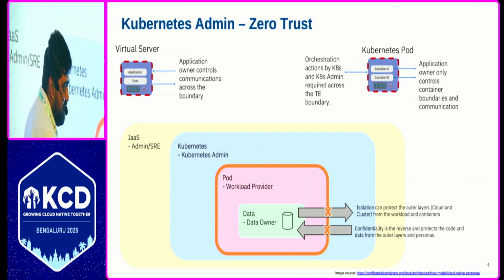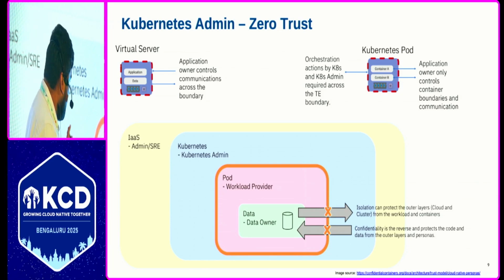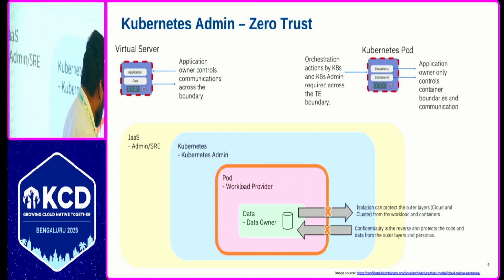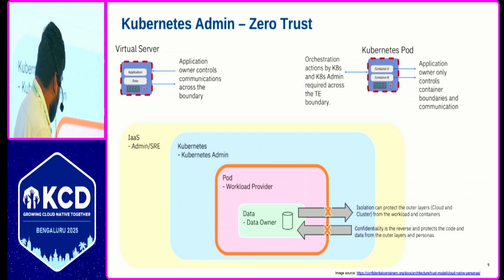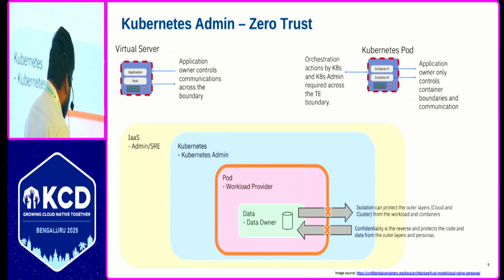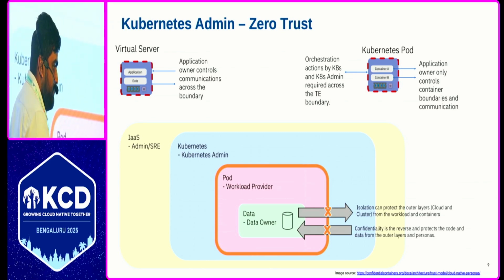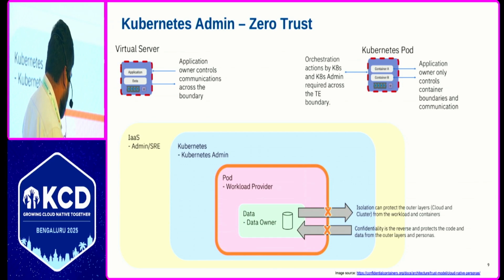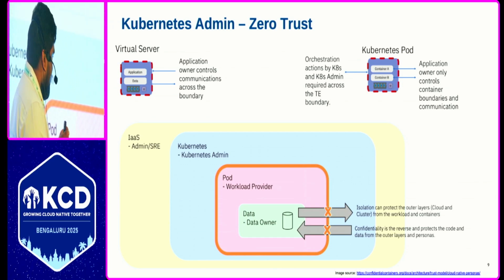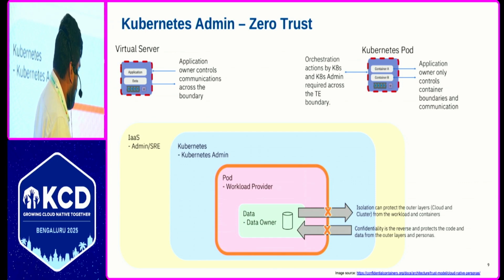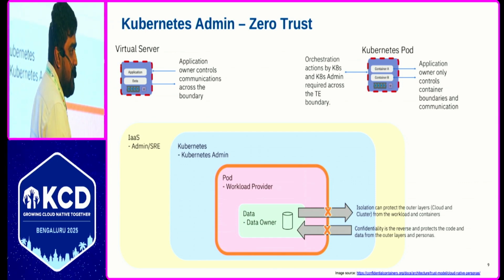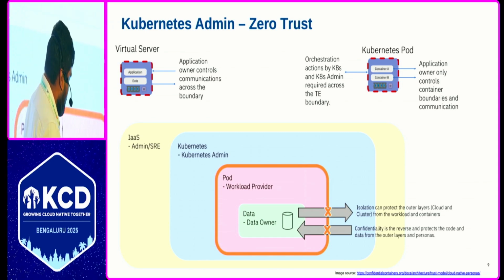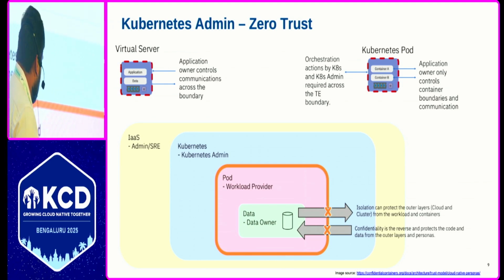We have different personas like IaaS admin, Kubernetes admin, and workload providers. The workload provider will own the data and the code. Now, we have to isolate the workload from Kubernetes nodes as well as the IaaS admin. So my workload provider should not access Kubernetes or the underlying host or nodes. And on the reverse side, the Kubernetes admin or IaaS admin should not access my data or the code which my workload providers are providing. These two are what confidential containers will provide us. Let's continue on to the next slide.